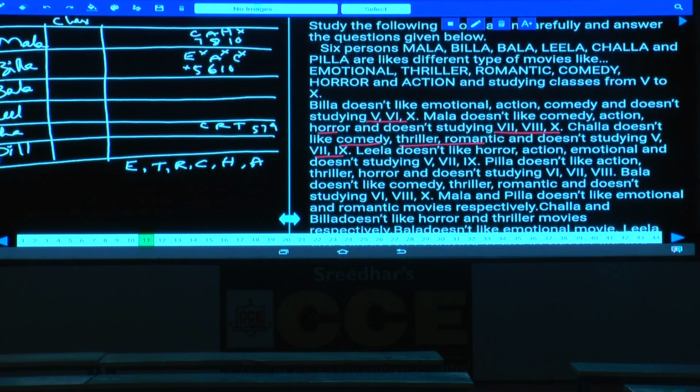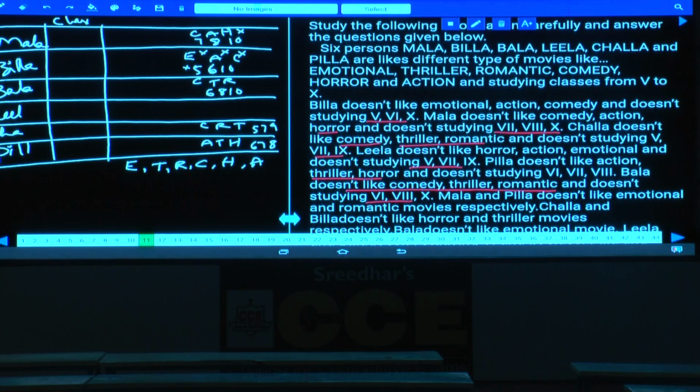Pilla does not like action, thriller and horror, and does not study in 6, 7 and 8. Now 6, 7, 8 are ruled out. And Bala does not like comedy, thriller and romantic, and does not study in 6th, 8th and 10th. So 6, 8 and 10 are ruled out.